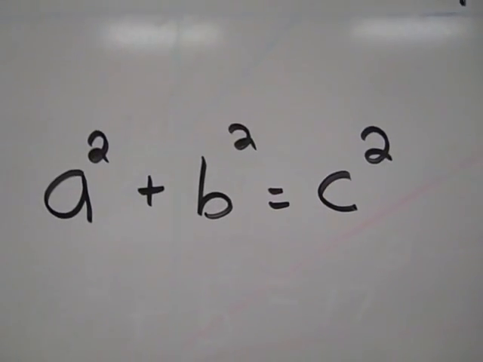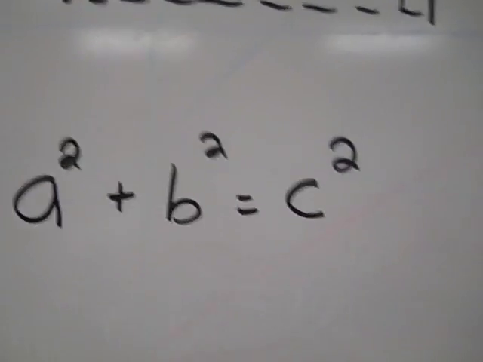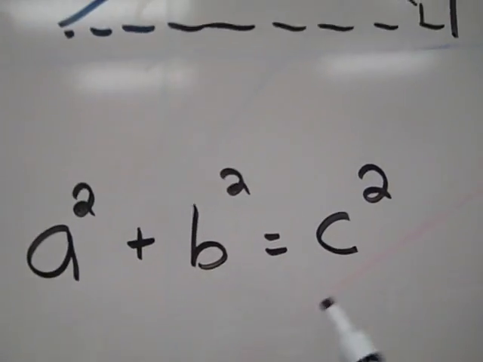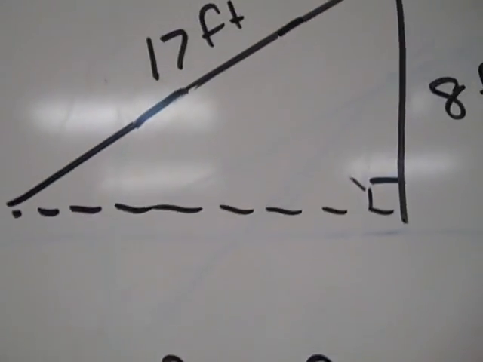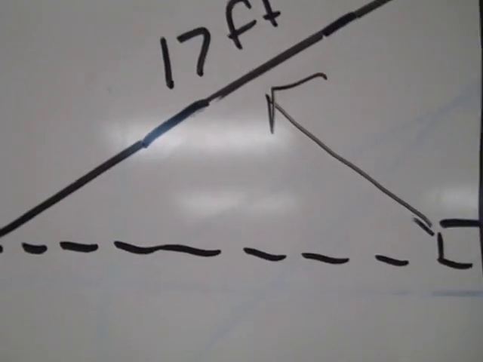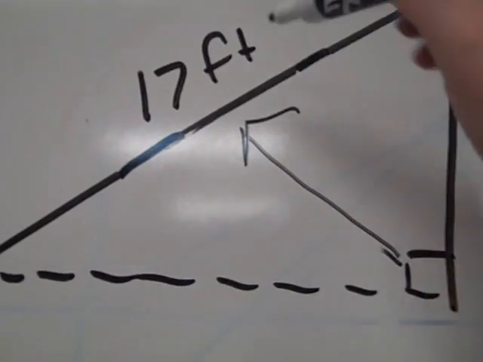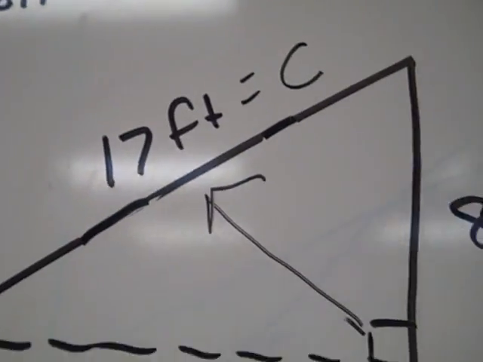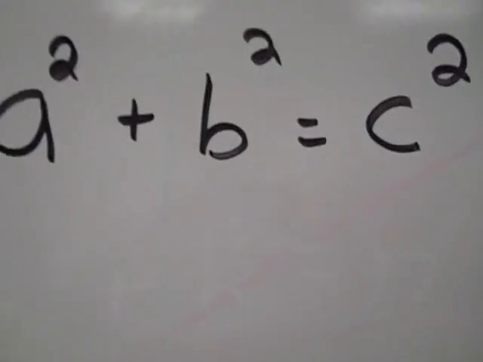The formula says if we take a and square it and add it to b after it's been squared, we will get c squared. C is the one that matters in this formula. In the problem, the c, the hypotenuse, is always directly across the triangle. So this is the c side. That's what we have to put in our formula.